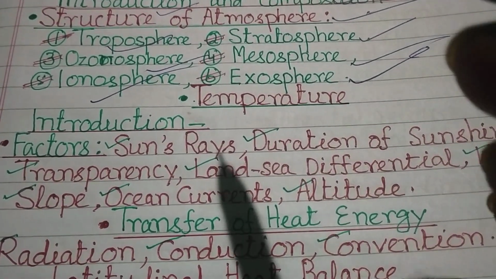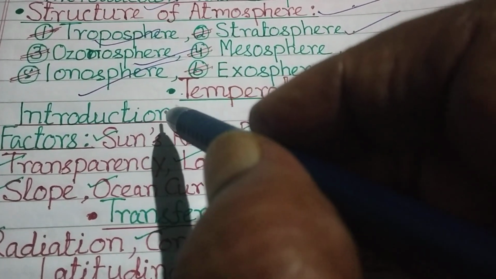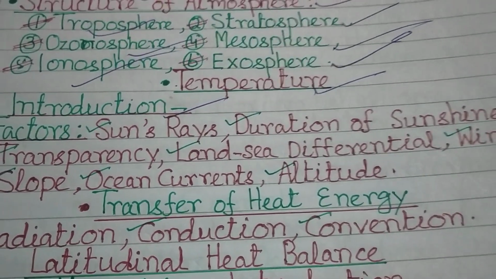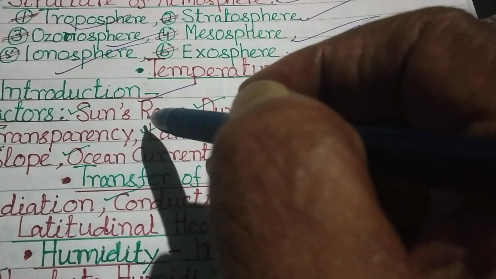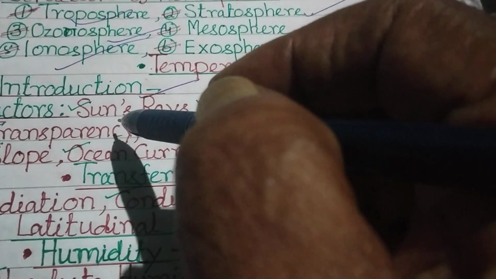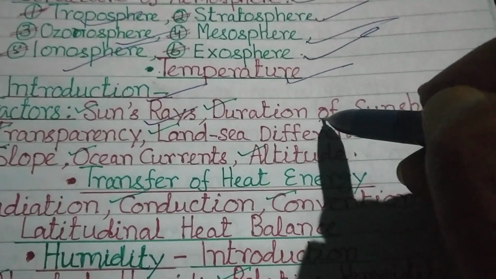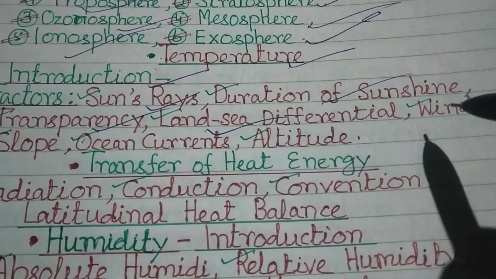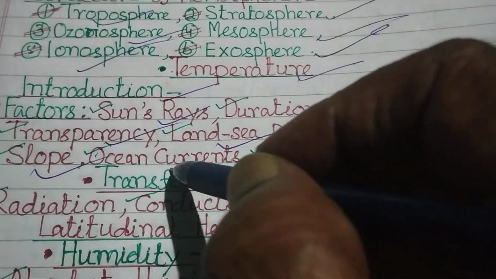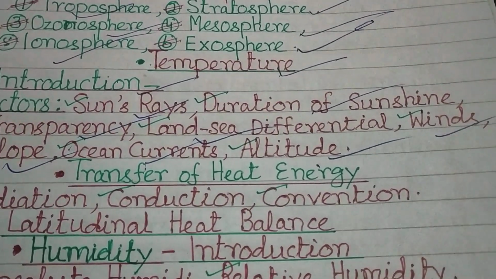So now we'll go to temperature: what exactly temperature means, and the introduction defining temperature. Then the factors responsible for the temperature of the earth are sun rays, duration of sunshine, transparency, land-sea differential, winds, slope, ocean currents, and altitude.